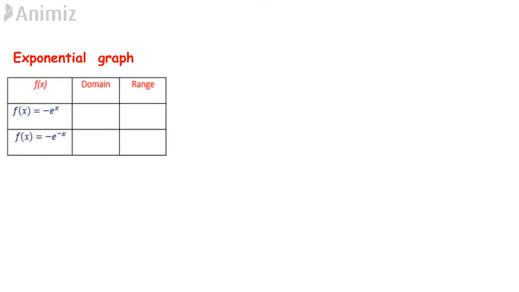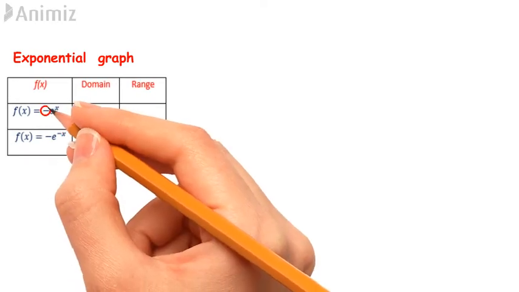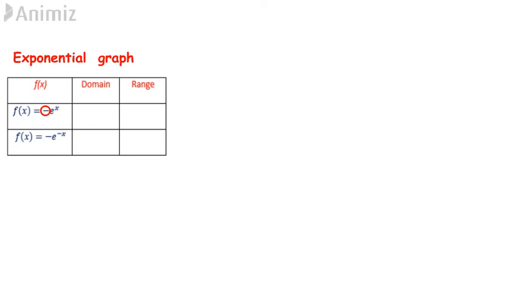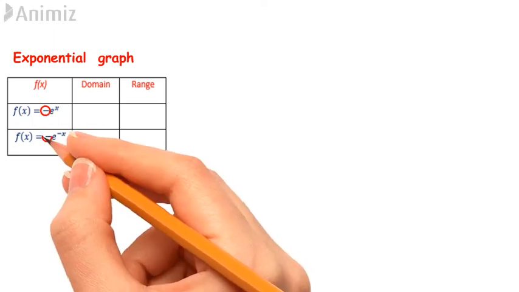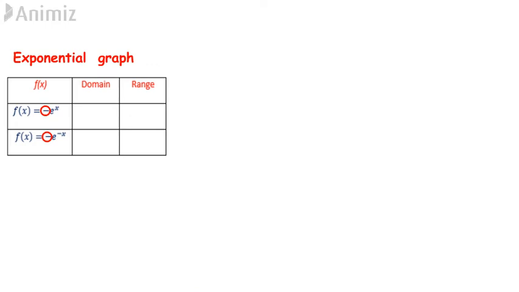The previous video showed us how to sketch positive e raised to the power positive x and positive e raised to the power negative x. How about sketching functions that start with a negative? For example, negative e raised to the power positive x and negative e raised to the power negative x. First of all, we make a table and try to get a few points. Then, plot all the points to draw the curve.